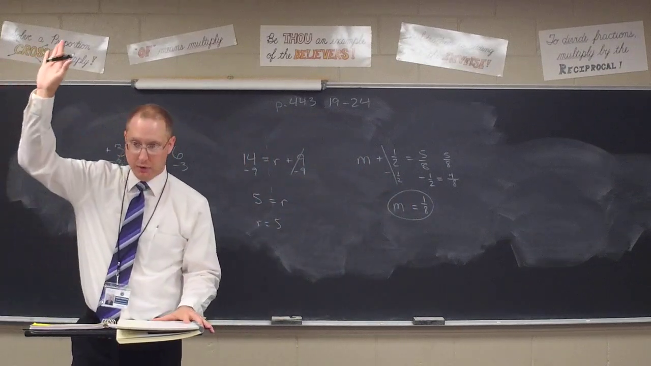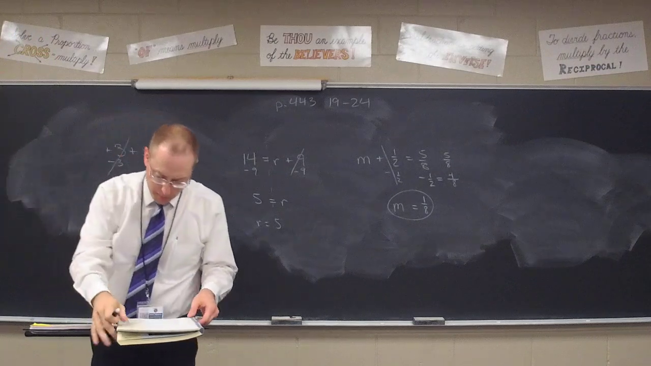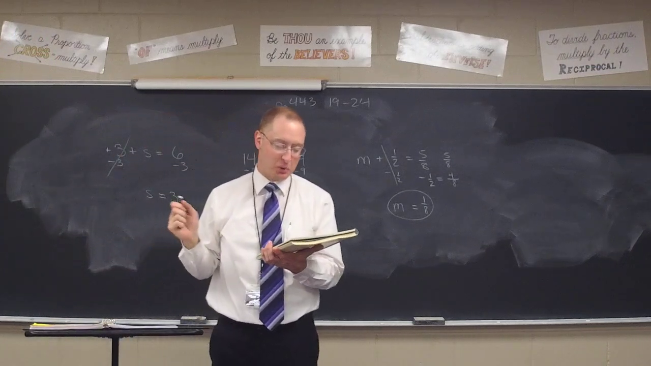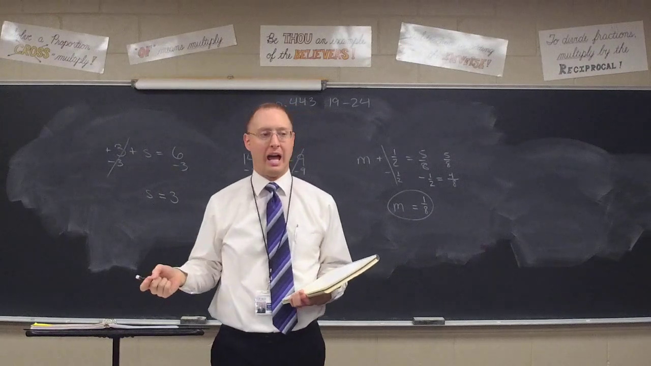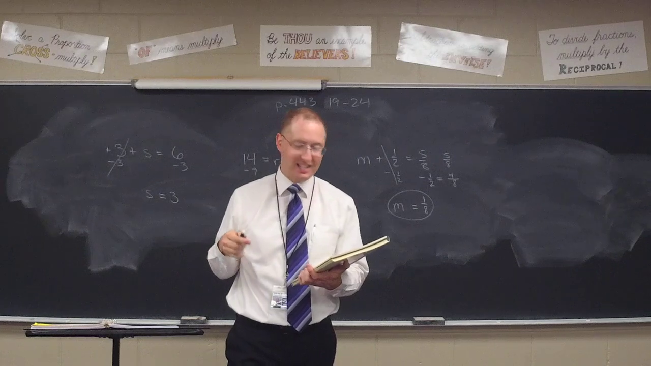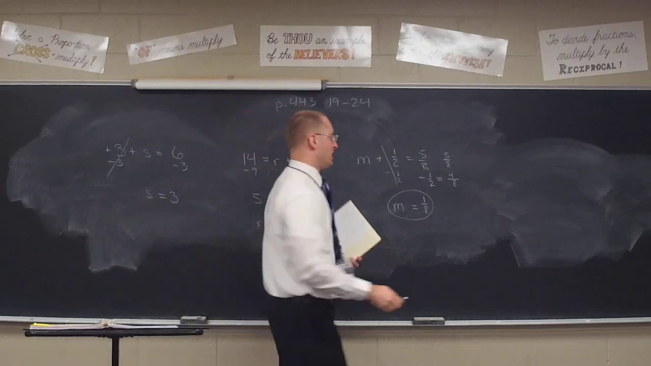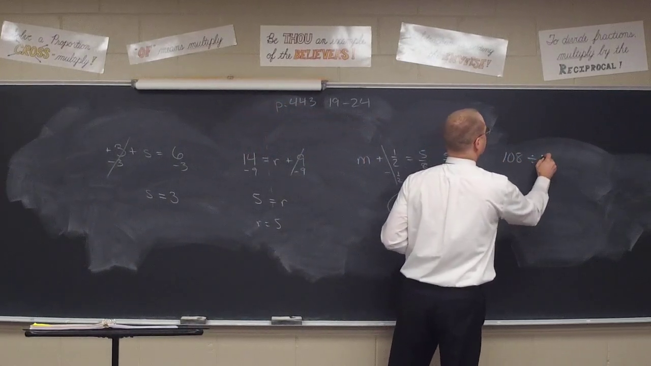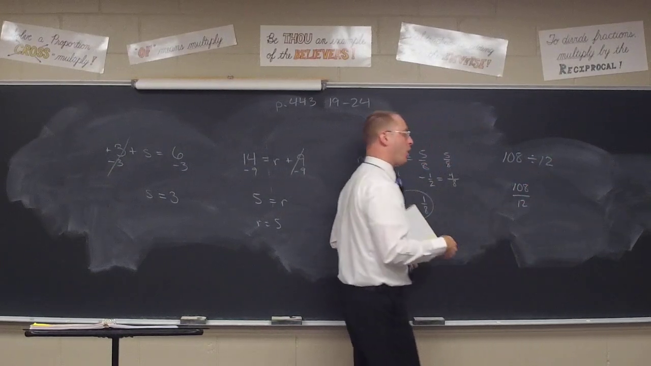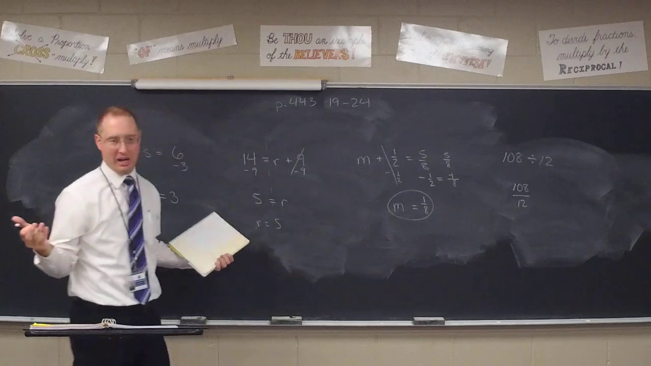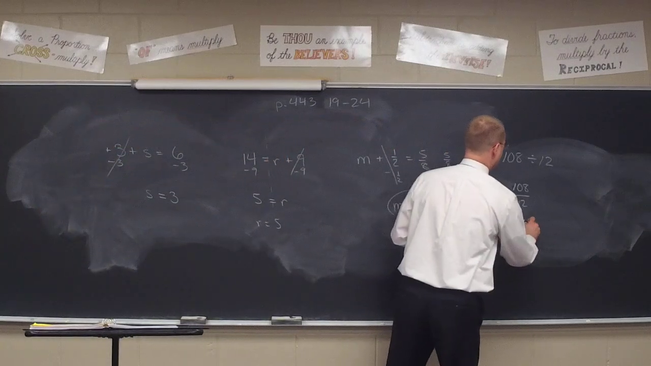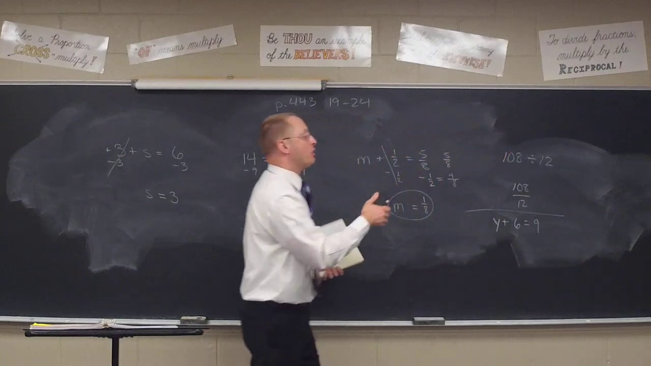How many had 1 8 for number 22? Number 23. Again, it looks like there's this ugly fraction, but it's really not so much a fraction as it is a division problem. Instead of writing 108 divided by 12 like this, they wrote it the better way that we use in algebra, 108 over 12. Well, we know what 108 divided by 12 is, class? 9. So really we end up with y plus 6 equals 9. But don't view it as a fraction, view it as a division problem.